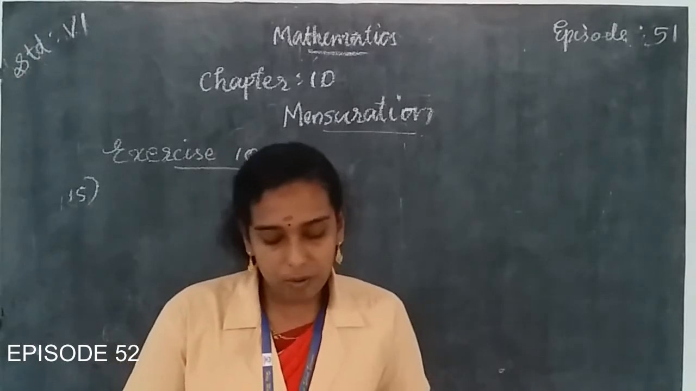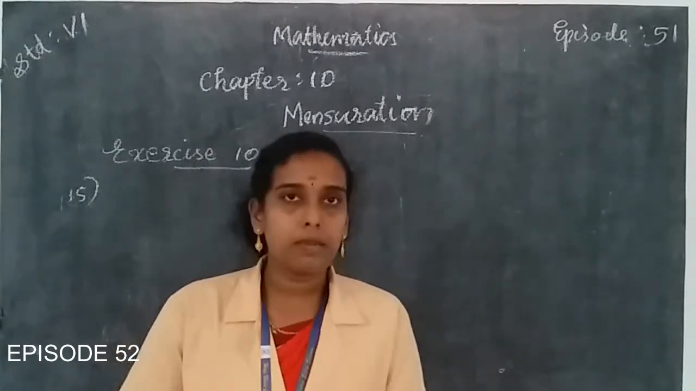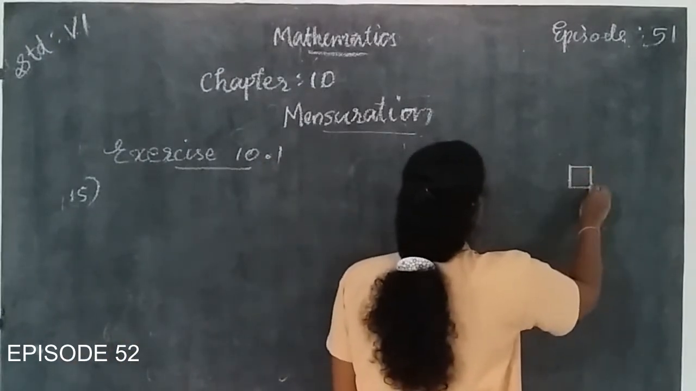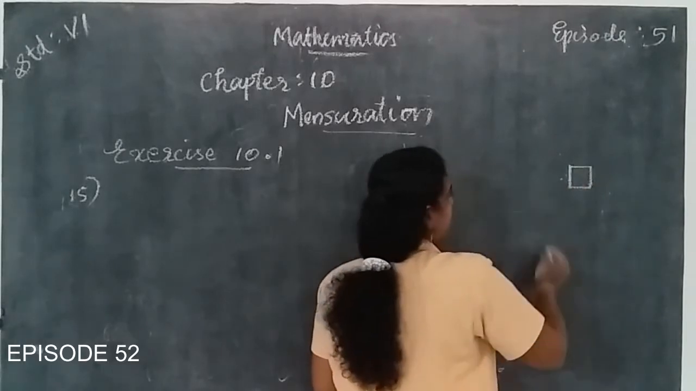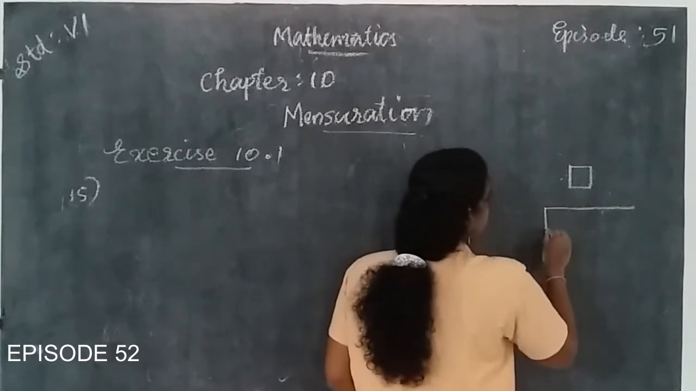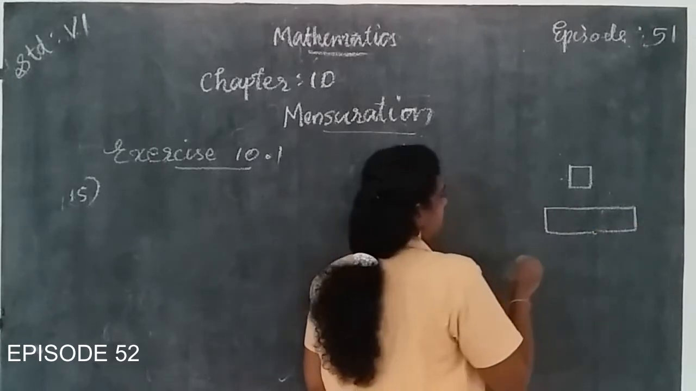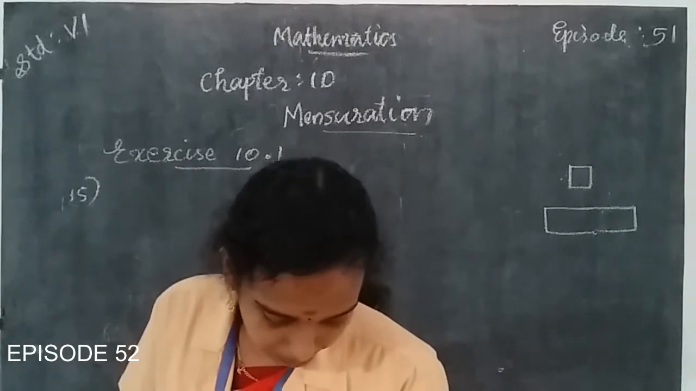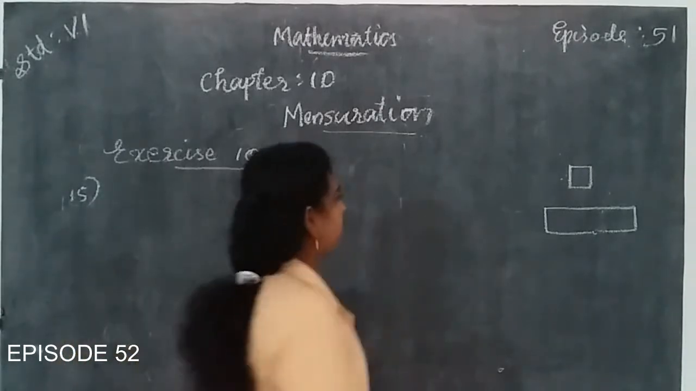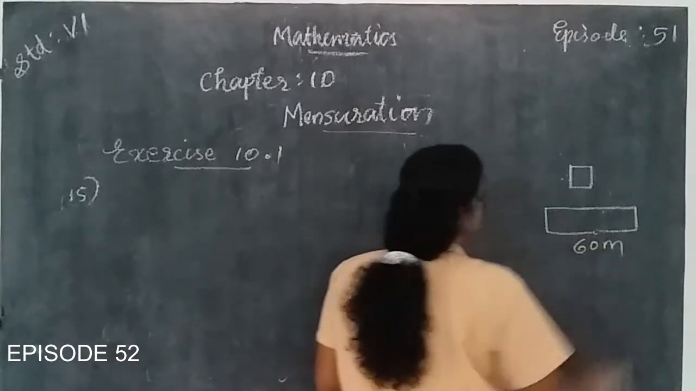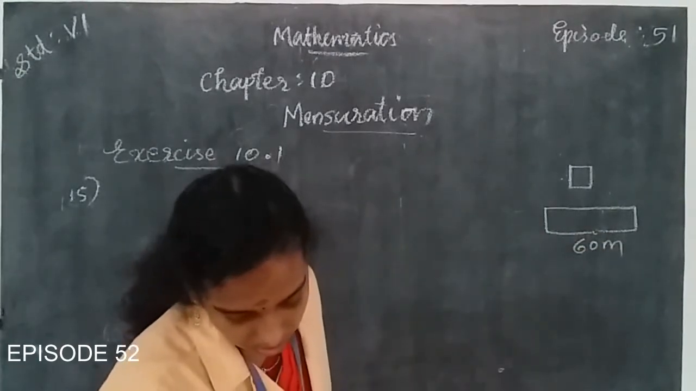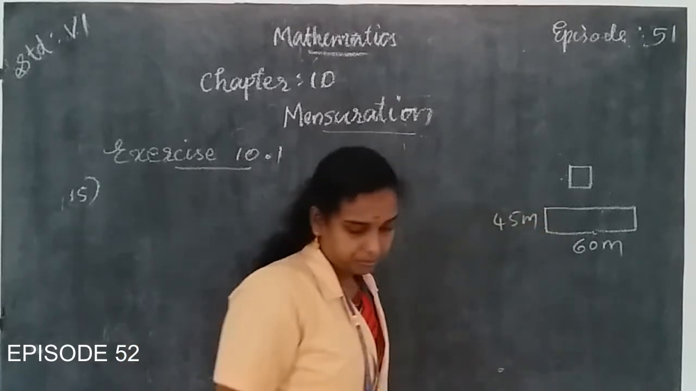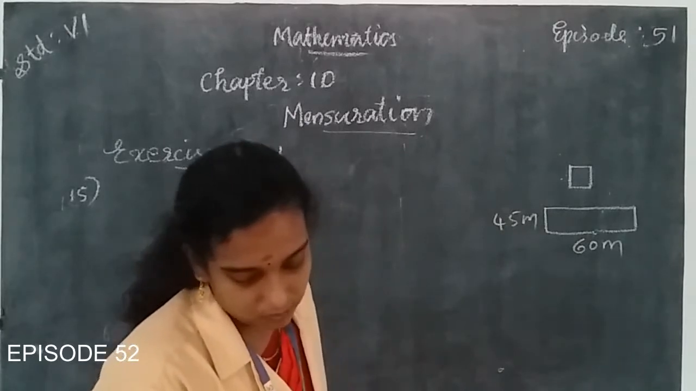Bulbul runs around a rectangular park with length 60 meters and breadth 45 meters. Sweetie runs around a square park where all the sides are of equal length, whereas Bulbul runs around a rectangular park with length 60 meter and breadth 45 meter. Who covers less distance?